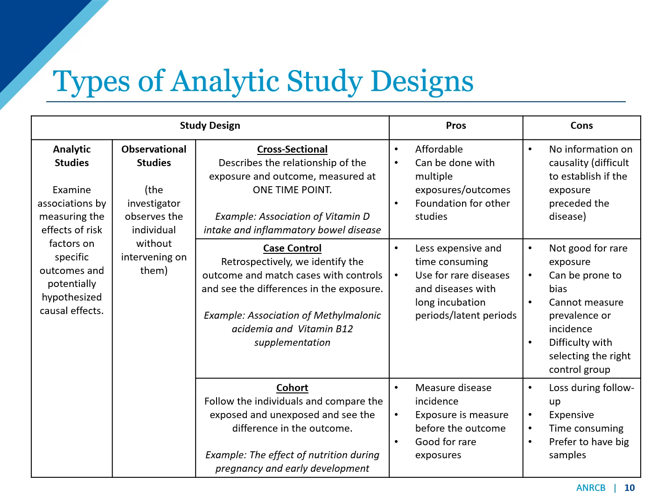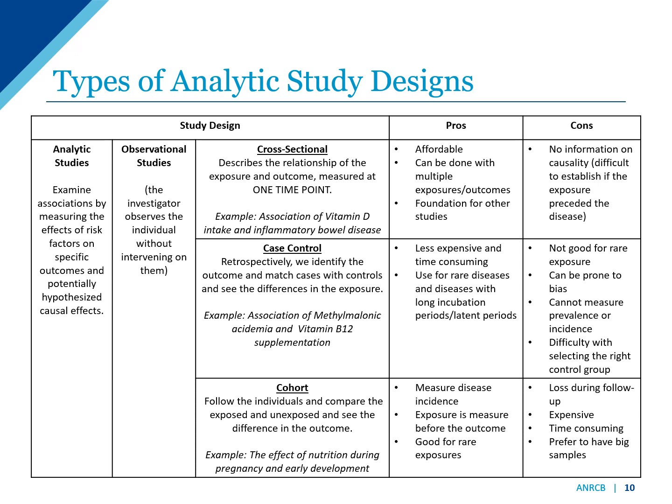Analytic studies examine associations by measuring the relationship between risk factors on specific outcomes, and you typically have a hypothesized causal effect or a hypothesized direction. In observational studies, the investigator observes the individual without actually intervening on them or with them. Cross-sectional, again, can be an example of this type of design. This describes the relationship of the exposure and outcome measured at one time point.